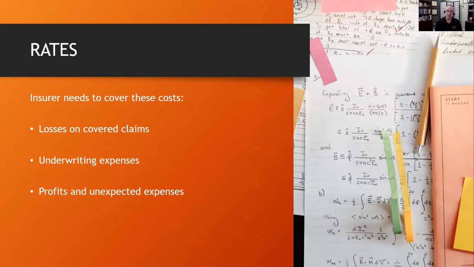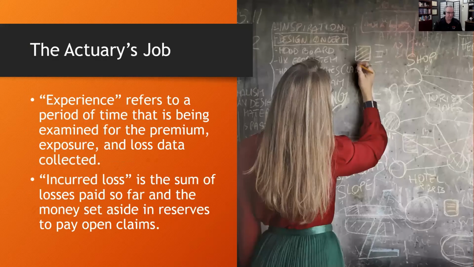And so out of those three major components of a rate, the amount needed to cover claims is also known as loss costs. The actuary's job is to look at the insured's historical data on premiums, exposures, and losses, and then project that forward to make rates for future policies. Oddly, the premiums are the least important piece.